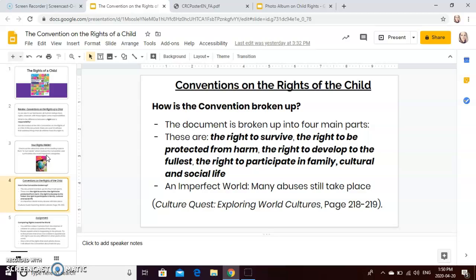The last one is the right to participate in family, cultural, and social life. So some articles that could fall under this are have a name and a nationality.